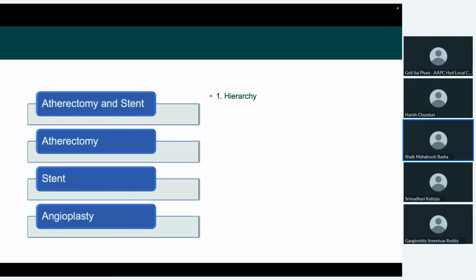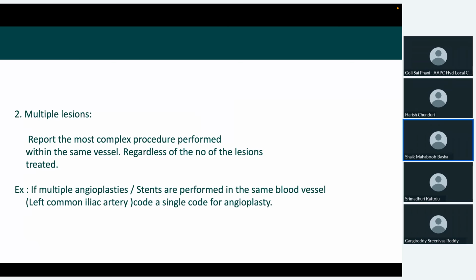Thank you. Then how can we code if multiple interventions are performed for multiple lesions in the same artery? The first coding guideline we need to remember: it does not matter how many interventions are done in a single artery. We code purely based on the number of arteries that underwent interventions. For example, if you take a single artery, the left common iliac artery, even if they do 50 stent placements in that artery, you can code only one stent placement code.